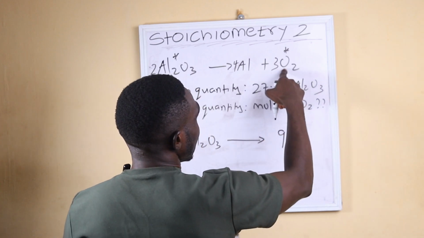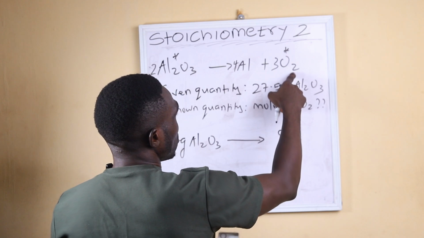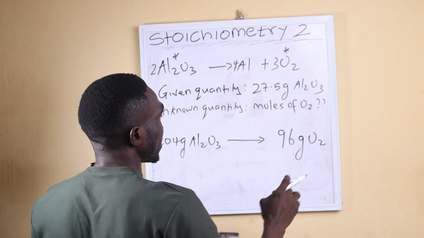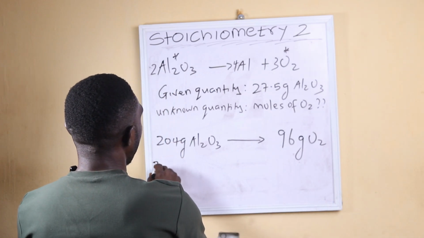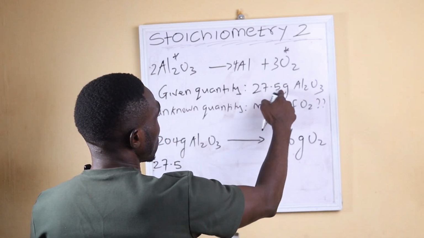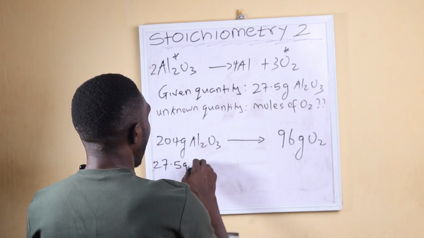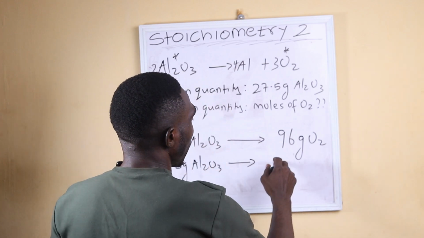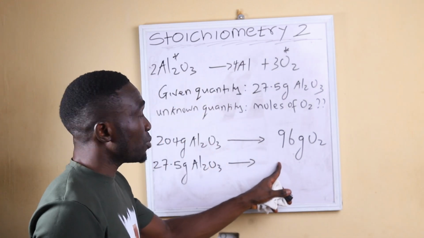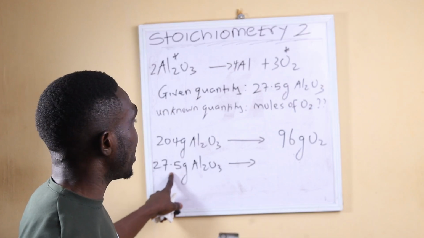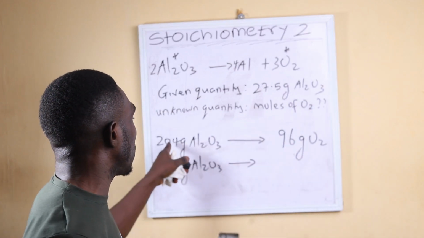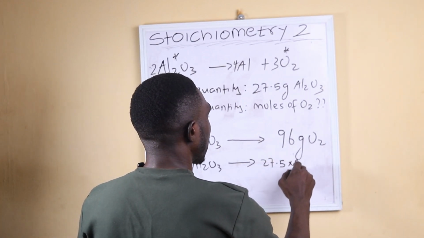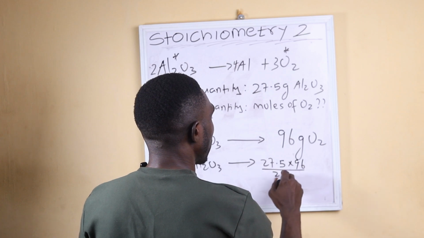96. That is 16 times 2, 32, multiplied by 3. That's 96 grams of oxygen. That's from the balanced equation. So now 27.5, that's the given quantity now of aluminum oxide to produce, I don't know. So to find what you have on this side, I'm going to multiply 27.5 by 96 and I'm going to divide by 204. So I have 27.5 times 96 all over 204.